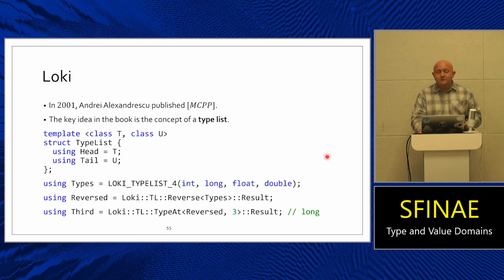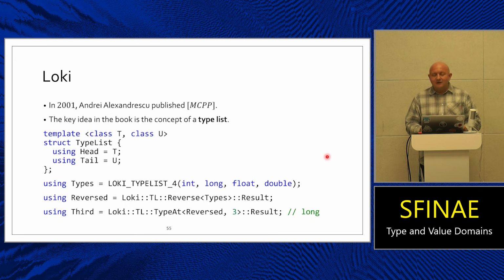The first person who really approached mixed computation, or at least came very close, was Andrei Alexandrescu. In 2001, I believe, he published his legendary book Modern C++ Design. By the way, a small piece of advice for everyone: never, ever call your own book modern. 15 years later, it will sound ironic.